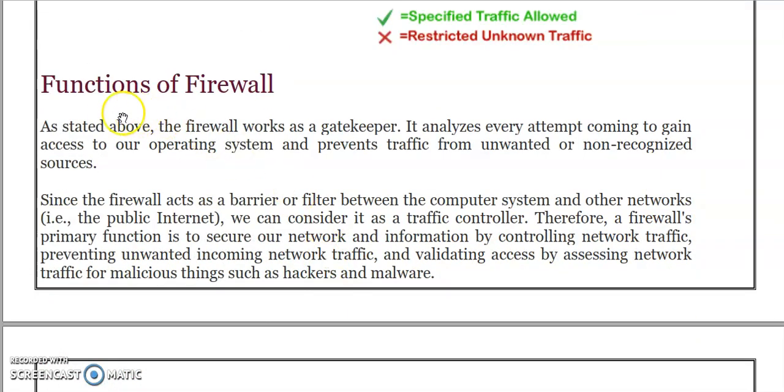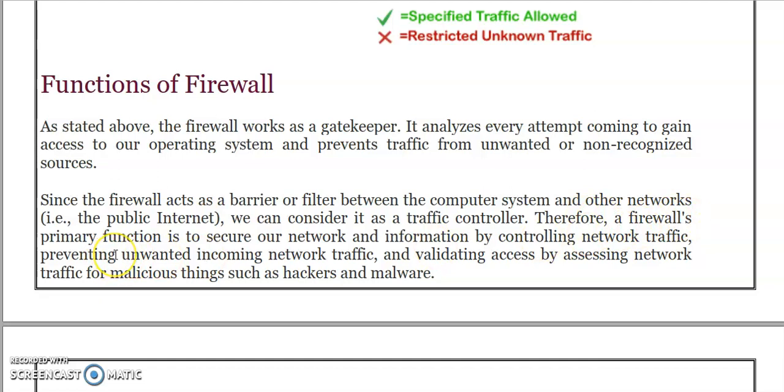The function of a firewall. The firewall works as a gatekeeper. It analyzes every attempt to gain access to our operating system and prevents traffic from unwanted or non-recognized sources. Since the firewall acts as a barrier or filter between the computer system and other networks, we can consider it a traffic controller. Just like a traffic controller, it is controlling the entire traffic of a computer network.